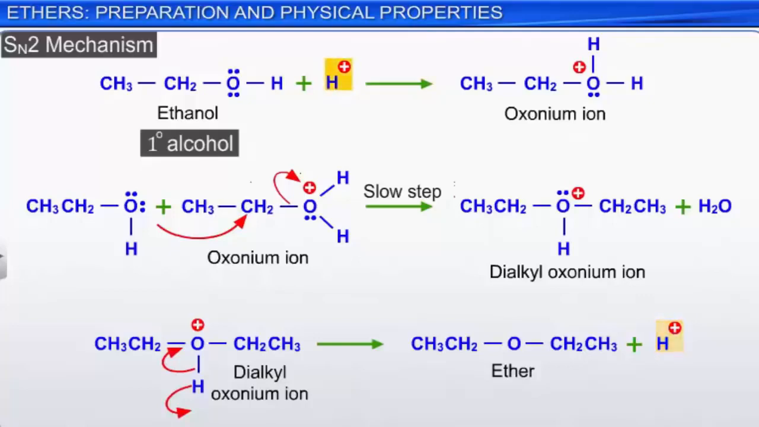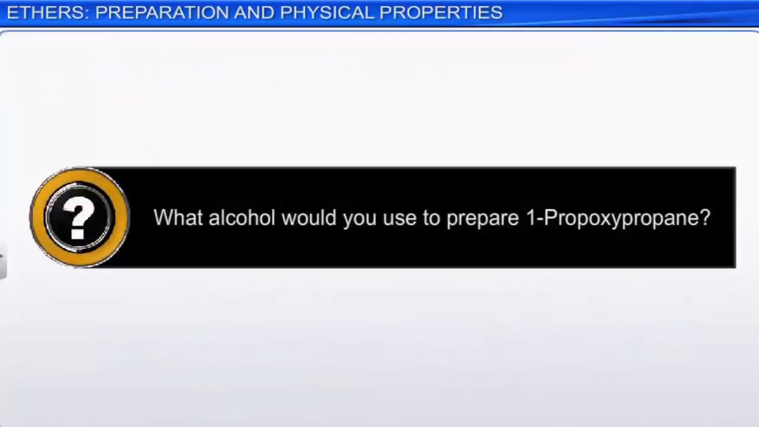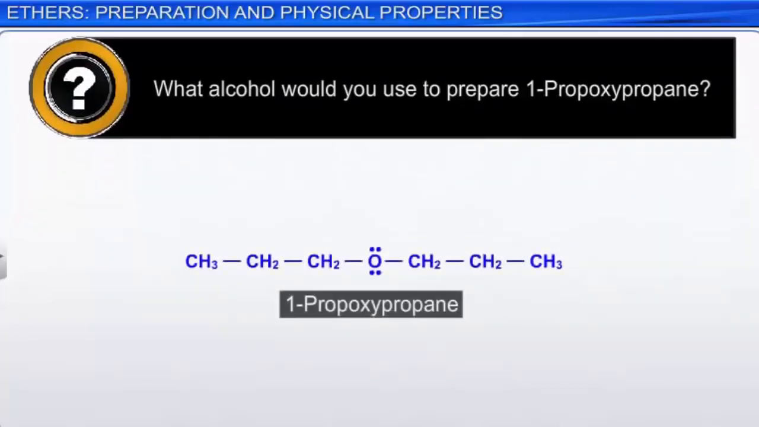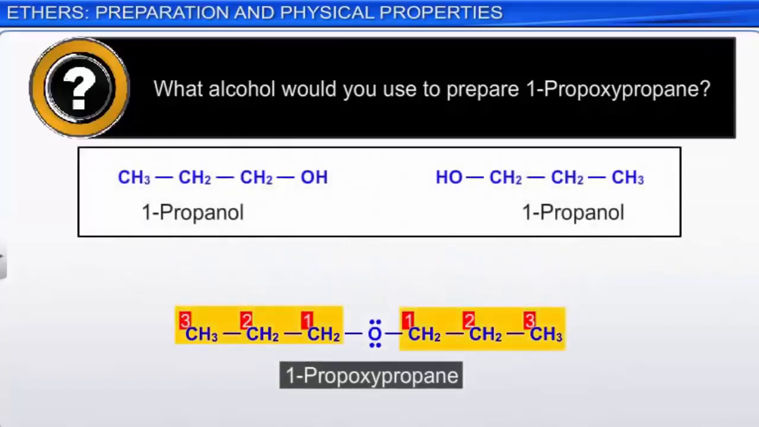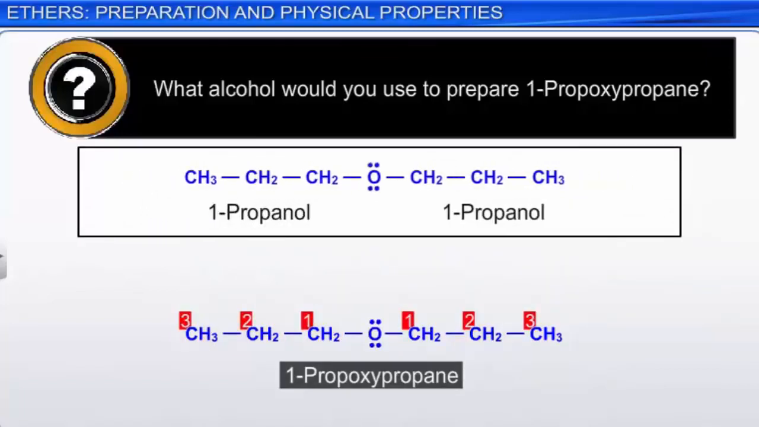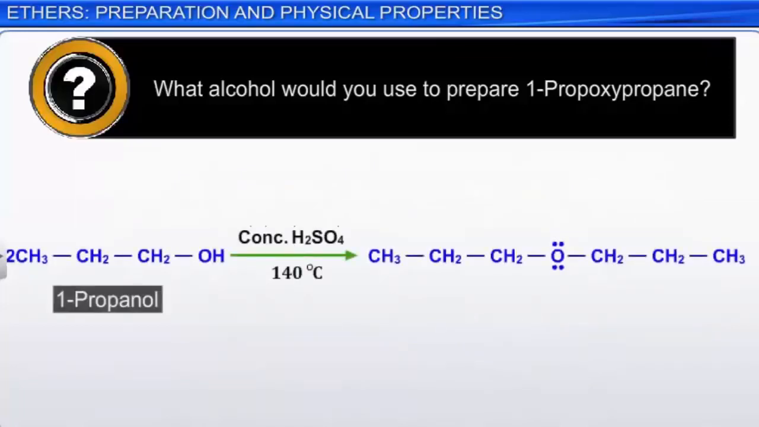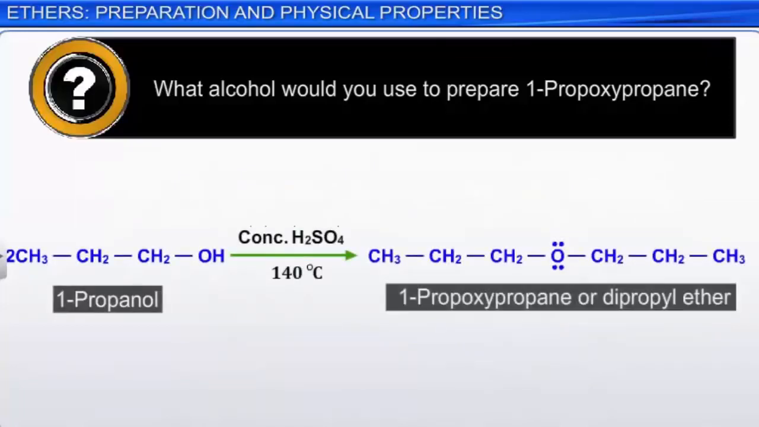Here is a problem for you to solve. What alcohol would you use to prepare 1-propoxypropane? For problems like this, the best strategy is to work backwards from the product, which is a symmetrical ether. Since there are 3 carbon atoms on either side of the bridging oxygen, we need to use 1-propanol. Here is the overall equation for the synthesis of 1-propoxypropane or dipropyl ether.